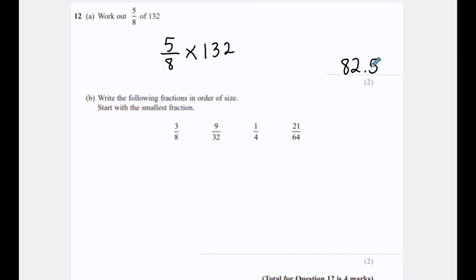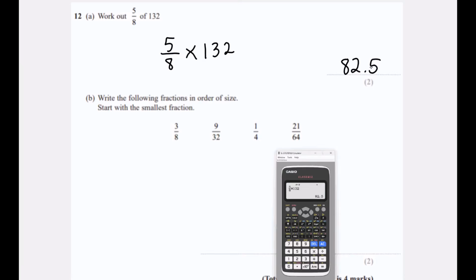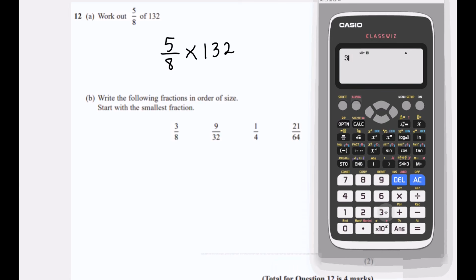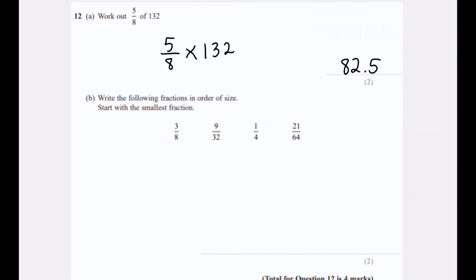Write the following fractions in order of size. Start with the smallest fraction. The easiest way to do this is probably going to be to change them to decimals. So the calculator will do it for us. 3/8. Press equals and then S to D button. This one here, 0.375.